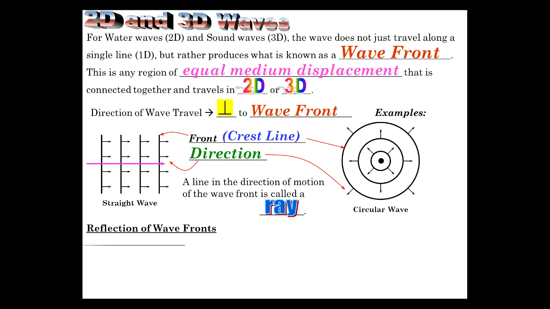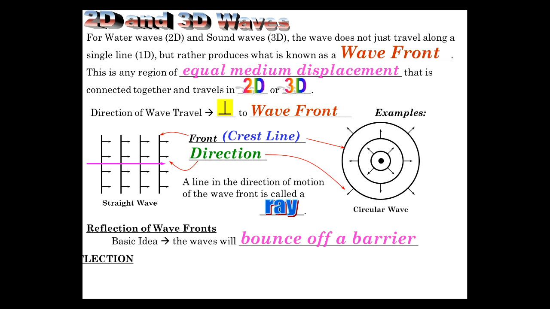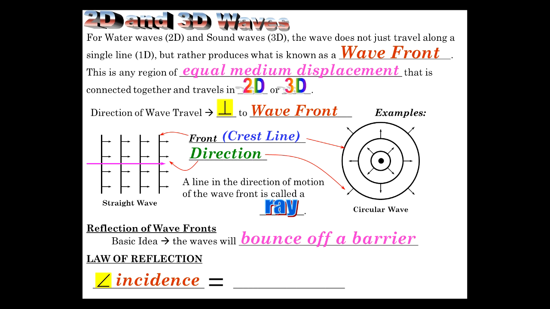Okay? And then what about reflection? That's really important to understand, the basic idea of reflection, and that's that the waves will bounce off a barrier when this straight wave crest hits a rock or hits the edge of a cliff, and it bounces off. Or this hits some rigid barrier. They bounce off and they obey what's called the law of reflection, which simply states that the angle of incidence, that's the direction that the wave is coming to the barrier, is going to be equal to the angle of reflection. Angle of incidence is angle of reflection. So let's check that out a little more.